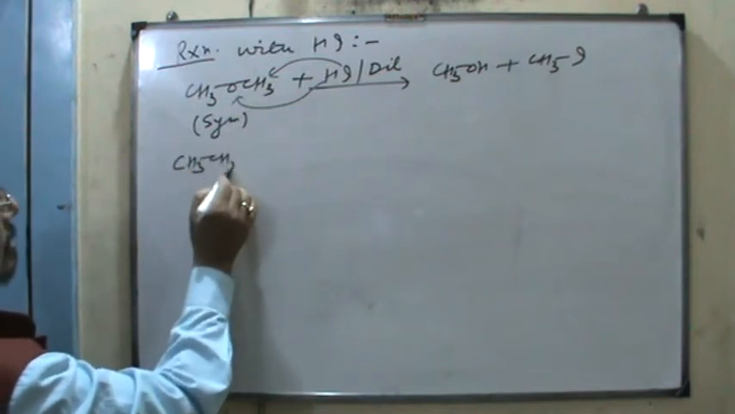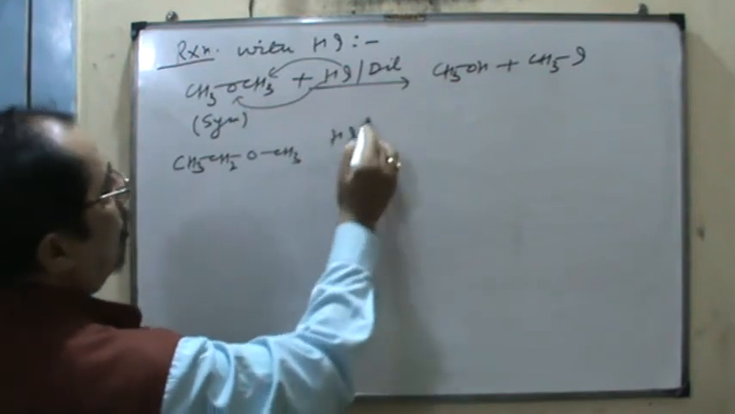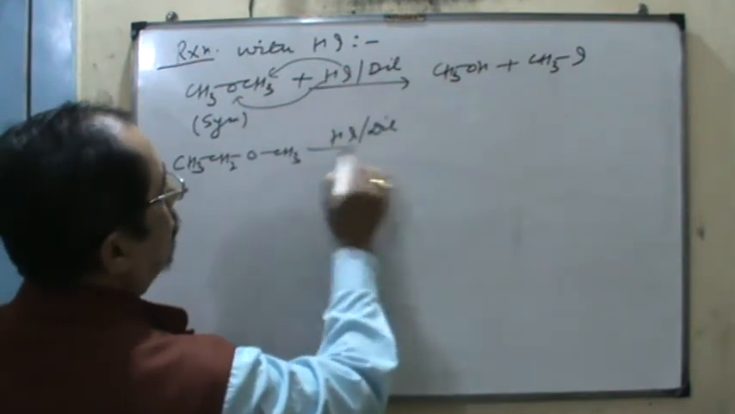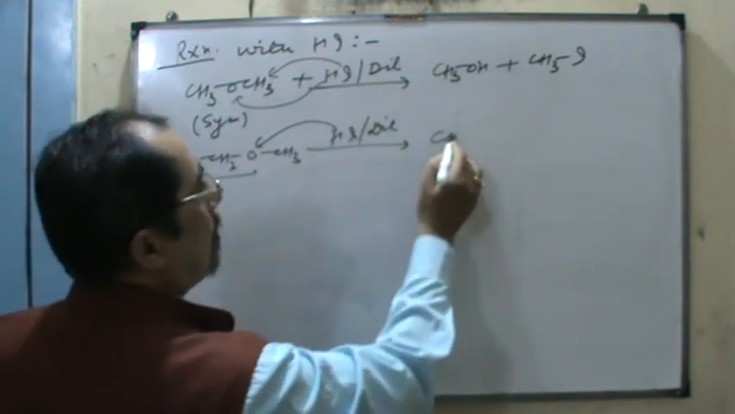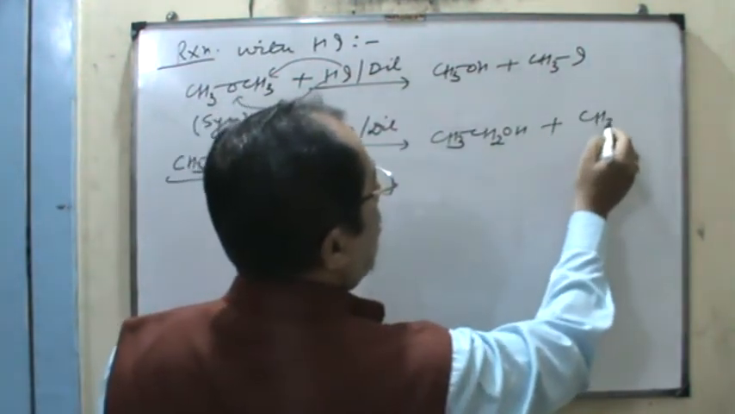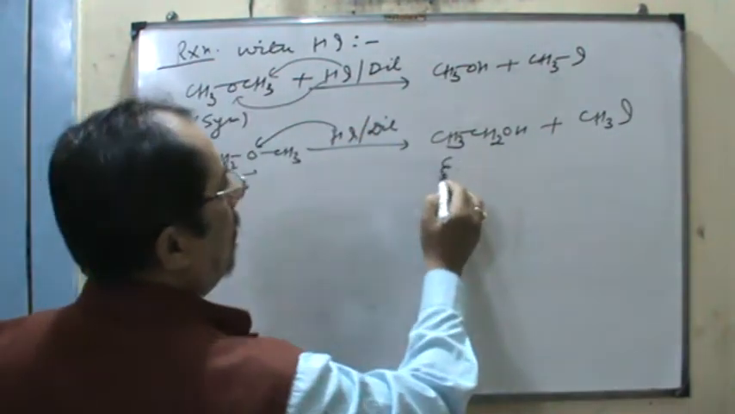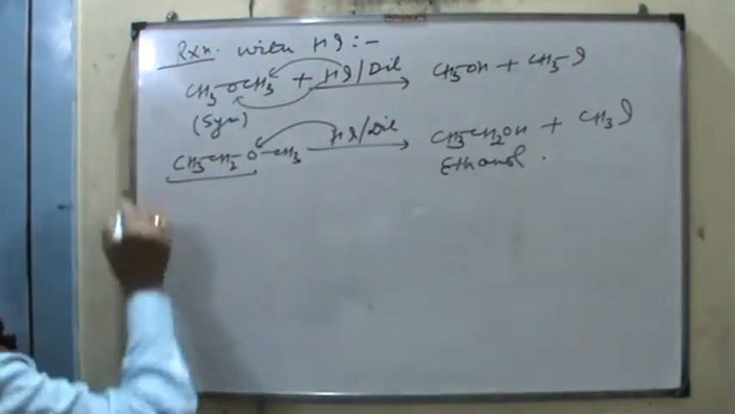If I take unsymmetrical ether, then the preference order will be, always keep in mind, the alcohol in the long chain will be produced: CH3CH2OH and then methyl iodide. One is the ethanol and the other is the methyl iodide.